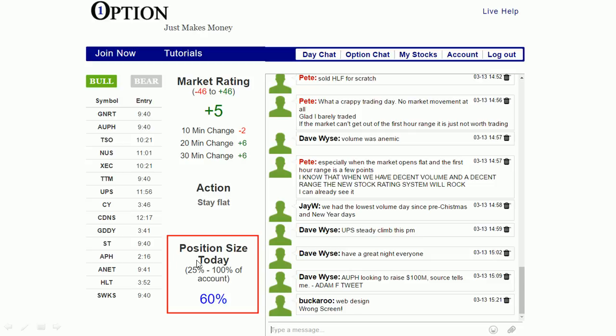So in the chat room, you'll see position size today. I have an algorithm that goes in and calculates what the overall market conditions are like. If we're in a 5-day trading range and if we've broken out to a new 10-day high, what the volume has been so far during the trading day, is the market still in its first hour range? Has it broken out or broken down below that first hour range? How long has it been since we've made a new 10-day high? All of these variables are factored into the position size.